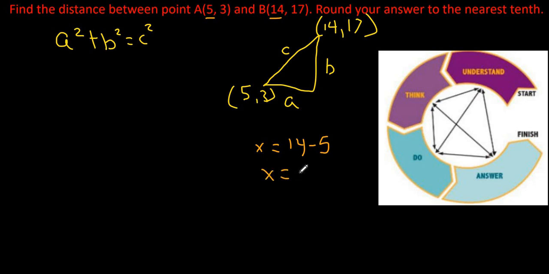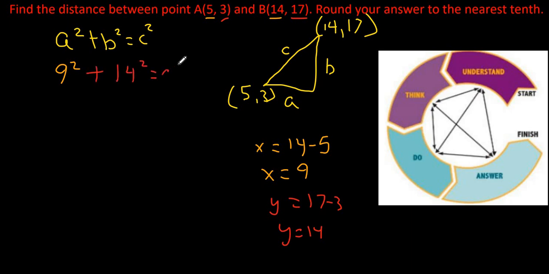Or you could do 5 minus 14, which is negative 9, but it won't matter because when we square it, we're not going to have a negative number, which is nice. So you can't really mess this part up. The next one for the y is 3 and 17. So 17 minus 3 is 14. If we put this in there, we get 9 squared plus 14 squared equals c squared.